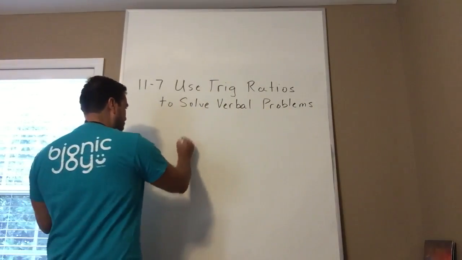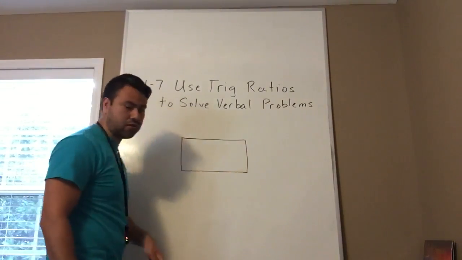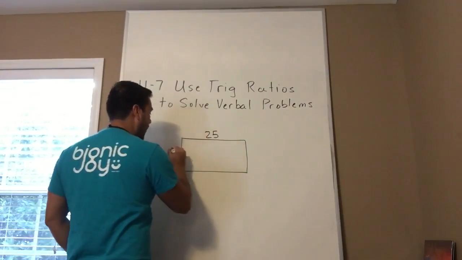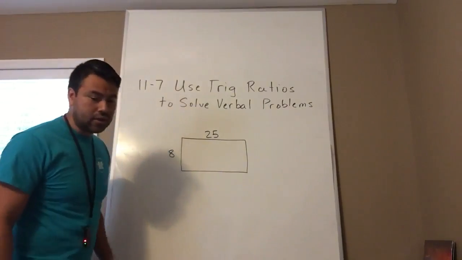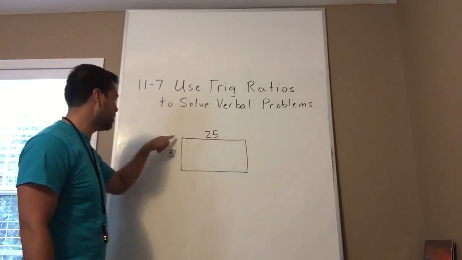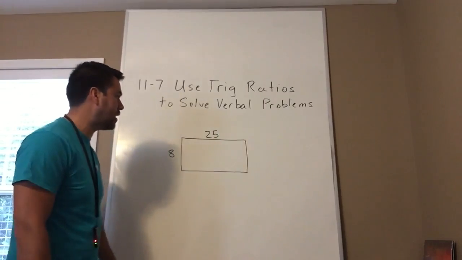So I'm going to start off by drawing a rectangle. That's all I'm going to start off with. It says the sides are 25 and 8. And you're like, how do you know which one was which? Well, the length is going to be the longer side, the width is going to be the shorter. And so this is 25 and that's 8 if you really needed it.